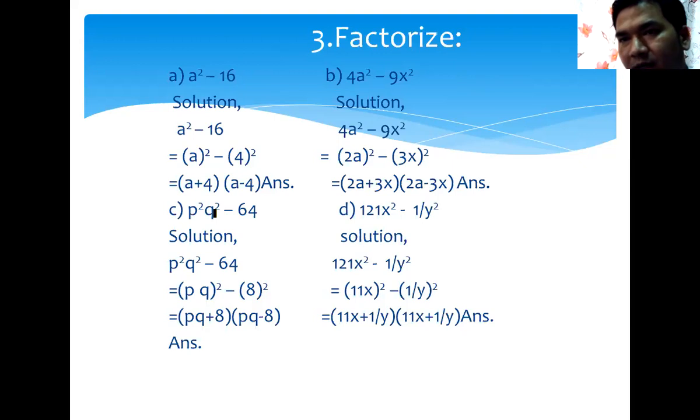Similarly here in C number, look, p square q square minus 64. Write the solution and write p square q square minus 64, and write this pq in bracket and whole square because both of them have a square. That's why we can write pq then whole square. 64 is 8 square. Then we can write a square minus b square means a plus b, a minus b. That's a means pq plus b means 8, and pq minus 8.